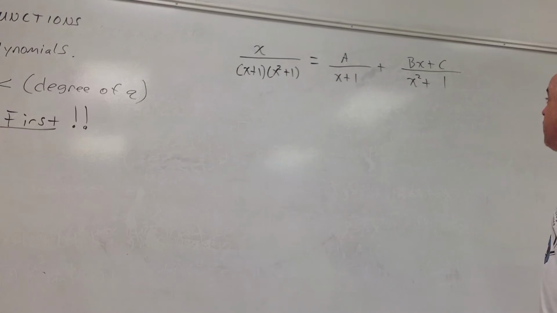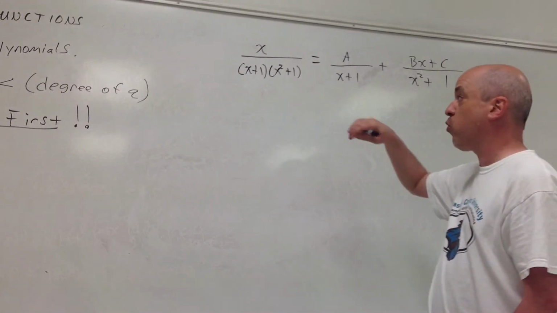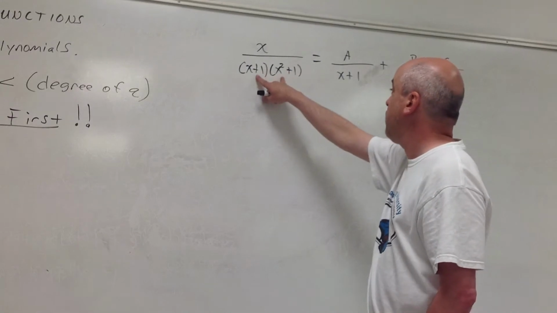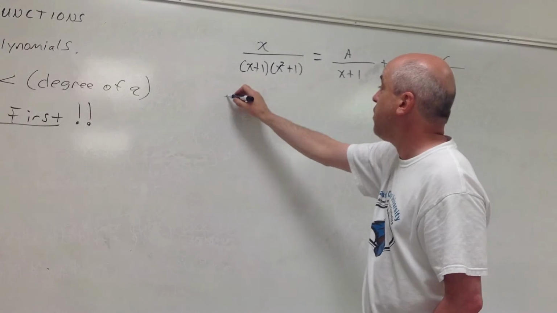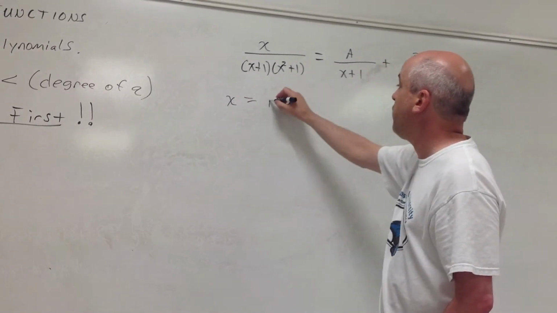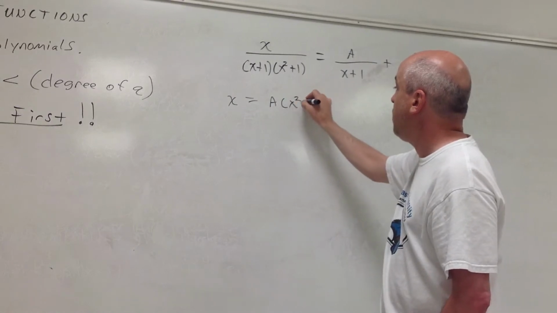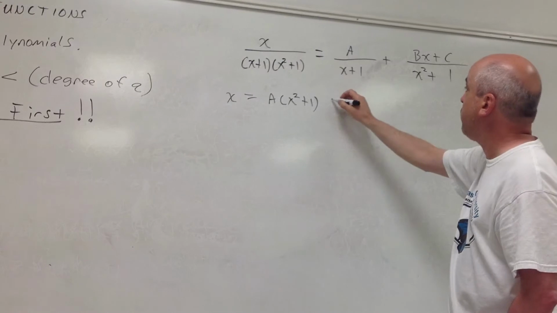Now fortunately, the next step is the same every time, regardless of how the denominator factors. We're going to multiply both sides by this x plus 1 times x squared plus 1 to clear out all our fractions. On the left-hand side, we get x. On the right-hand side, this x plus 1 will cancel. The x squared plus 1 will not. I'll get this. Over here, the x squared plus 1 will cancel. The x plus 1 will not.